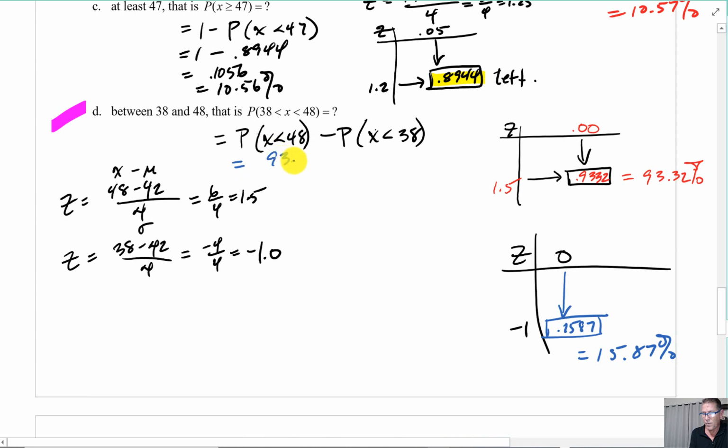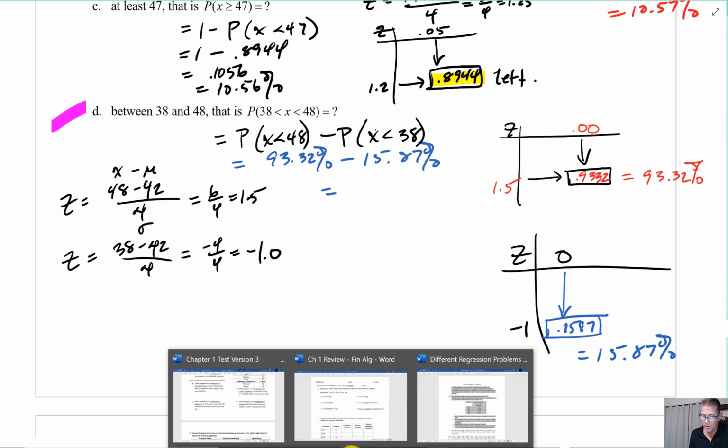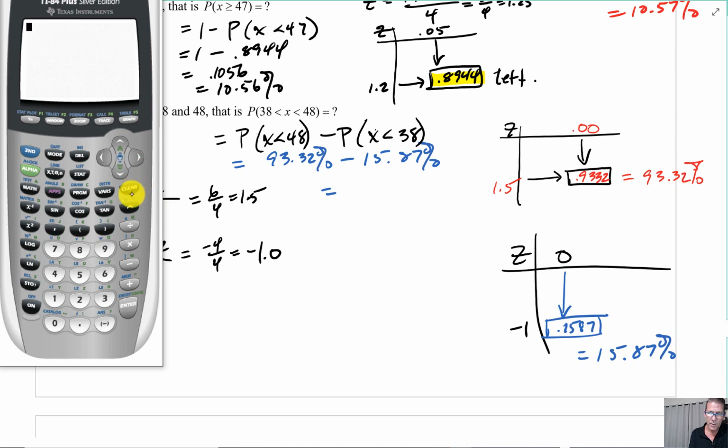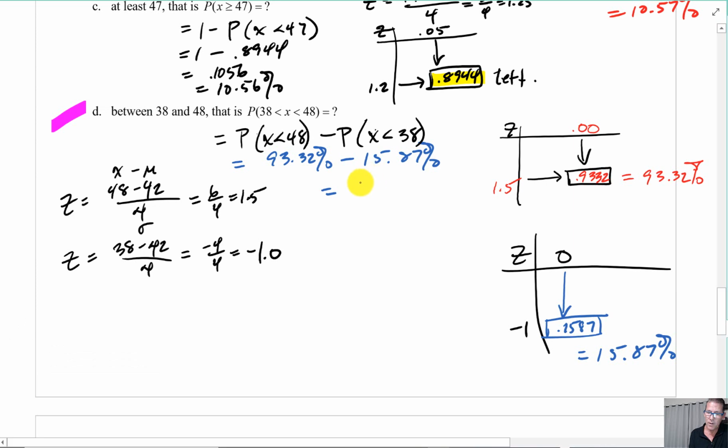So 93.32% minus the small one, 15.87%. What does that equal? So let's calculate it. Press clear. All right, so 93.32 minus 15.87. All right, and 77.45. So 77.45% would be your answer there.